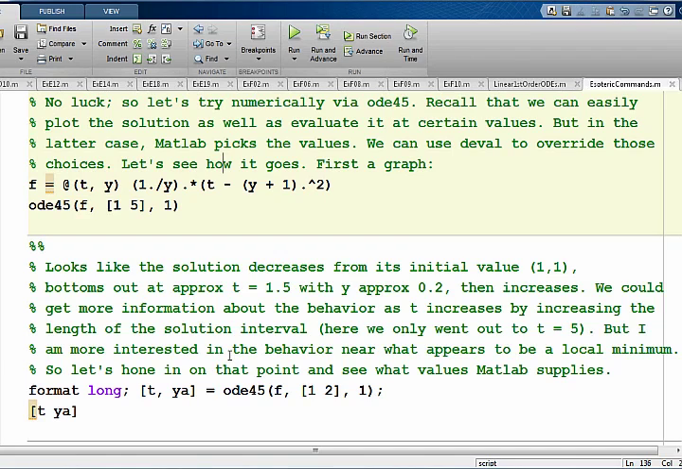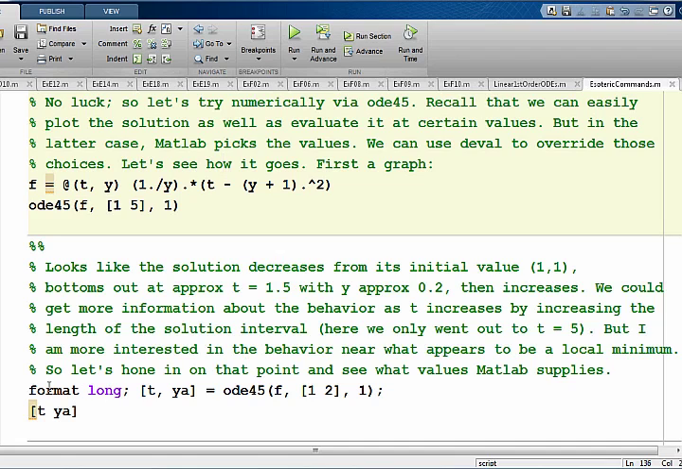So again, it says the solution decreases from its initial value 1, 1, bottoms out at approximately t equal 1.5, with y approximately 0.2, and then it increases. We could get more information about the behavior as t increases by increasing the length of the solution interval. I only went out to t equal 5 here. But I'm not so interested in that. I'm much more interested in the behavior of the solution near what appears to be a local minimum. So let's hone in on that point and see what values MATLAB supplies.